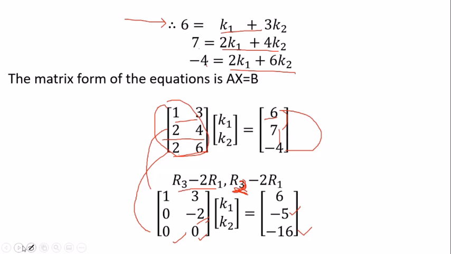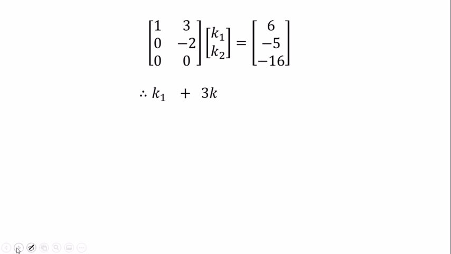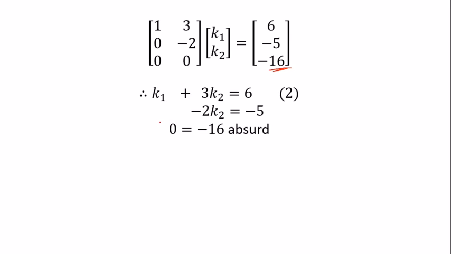Now if you see this carefully, we write the equations K1 plus 3K2 is equal to 6, and then minus 2K2 is equal to minus 5, and one more equation we'll get, because this third element is not 0. This is some non-zero element, that is 0 times K1 plus 0 times K2 equal to minus 16. But this is absurd, because it is not possible that 0 and minus 16 are the same. We are multiplying this by this, so the left hand side is 0, but the right hand side is not 0.